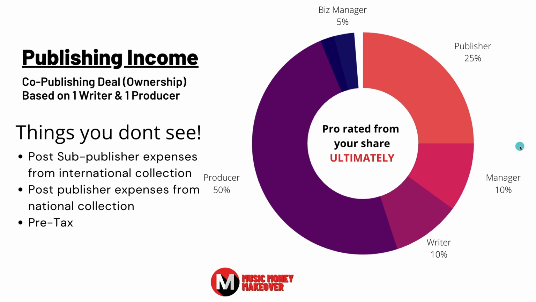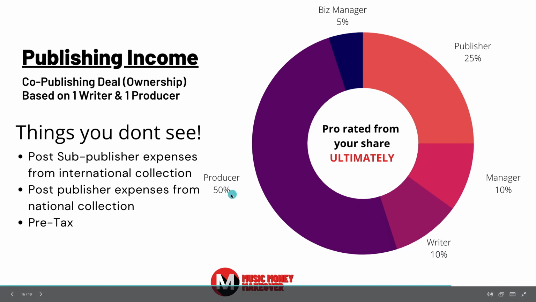So what does this look like with publishing income? I thought I'd just throw this in here and add our business management in. Let's say you do a deal with a publishing company, and you did a co-pub deal, and that was 50%, well, they took 50% of your half. Now, remember, this is based on one writer and one producer. The producer and writer, they split it up 50-50. The producer took 50. The writer took 50.